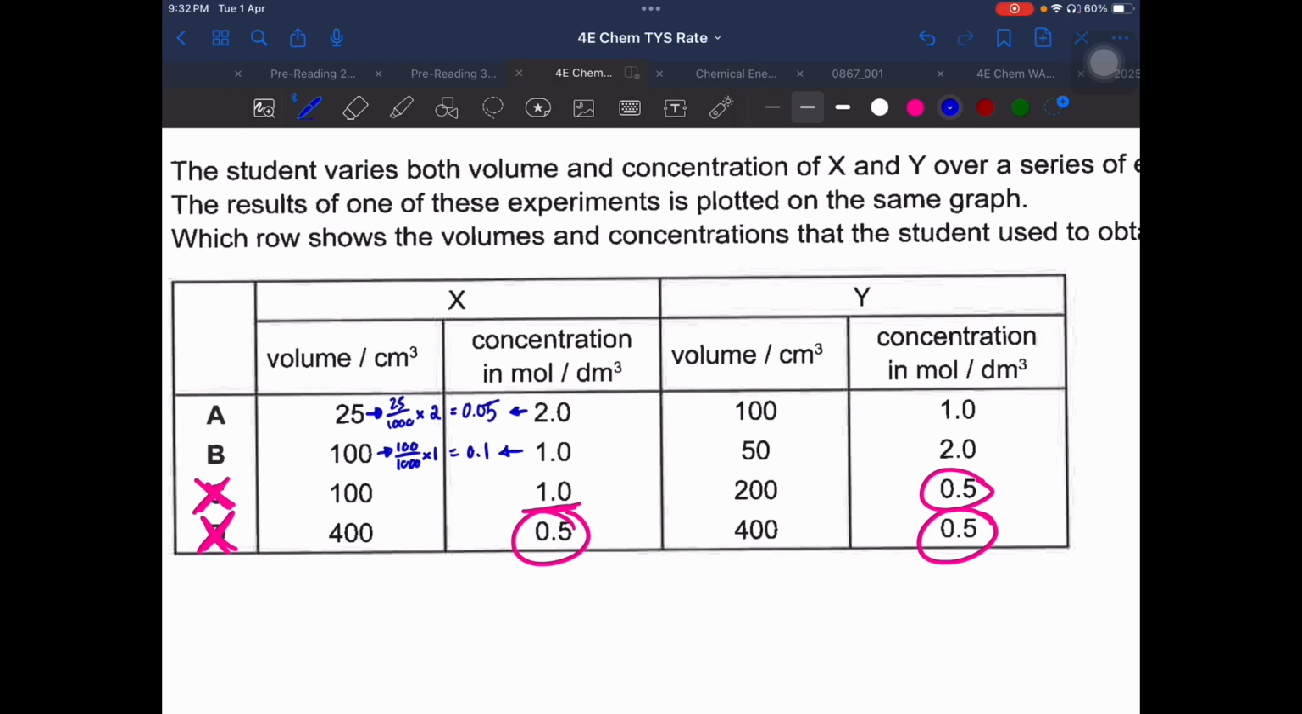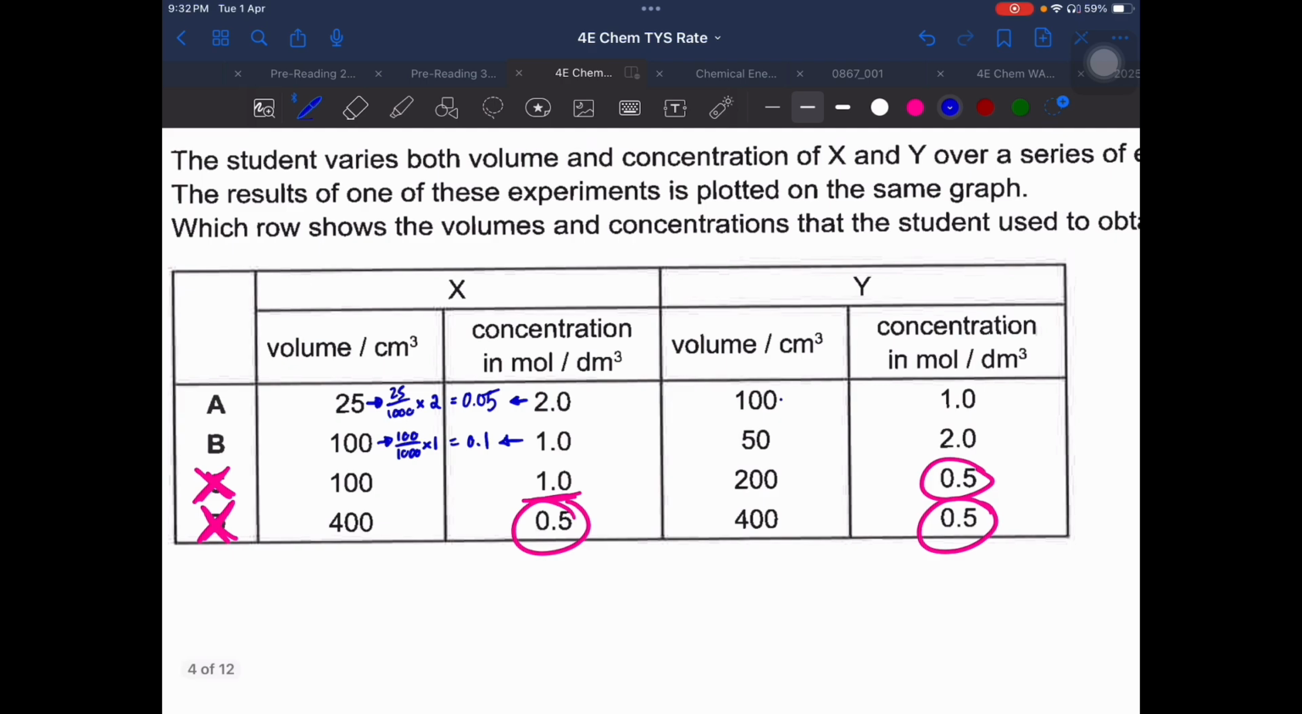Let's take a look at the right hand side. If you have 100 cm cube here, your concentration is 1 for the Y. You are looking at 0.1 mole. And then go on to the next one. If you are looking at 50 cm cube, you multiply by 2, it will give you 0.1 mole of the chemical.